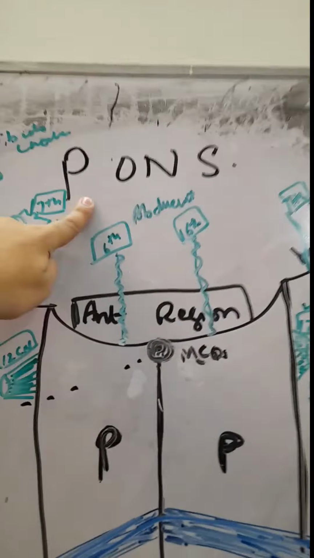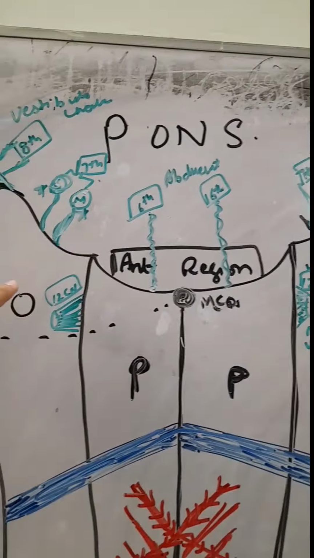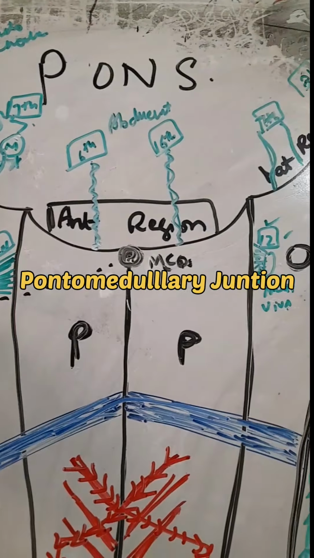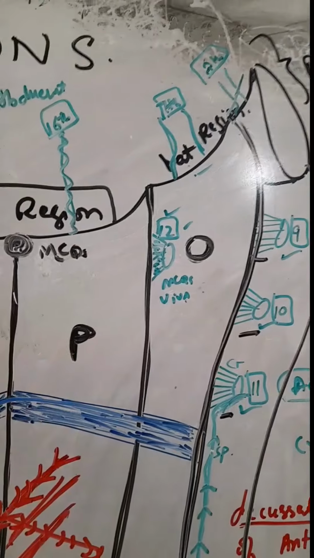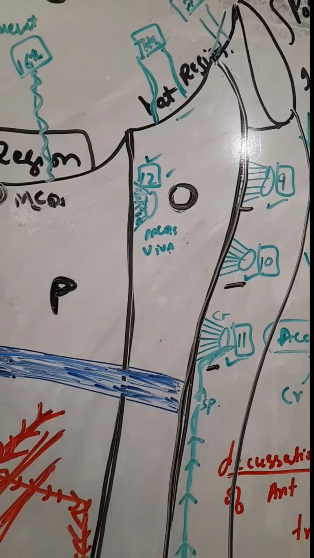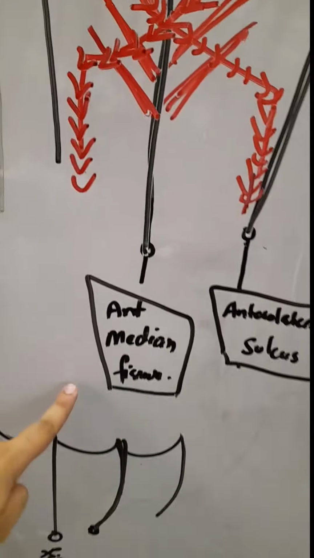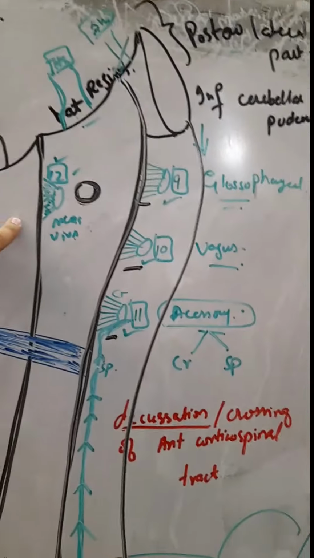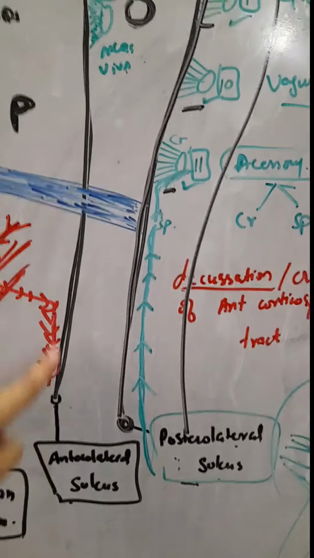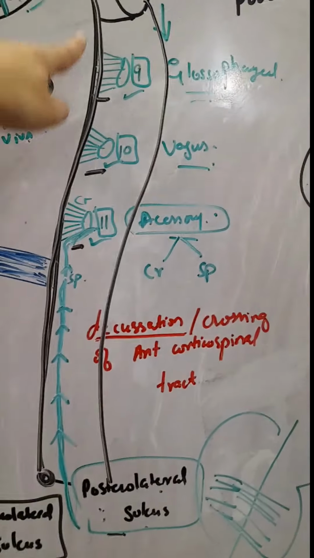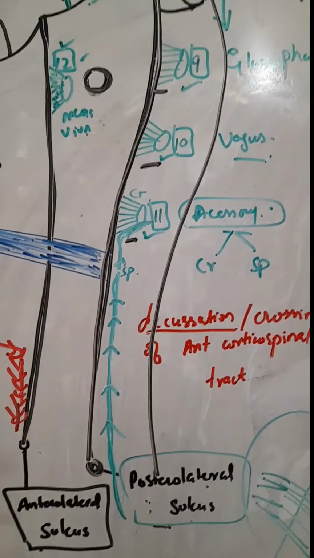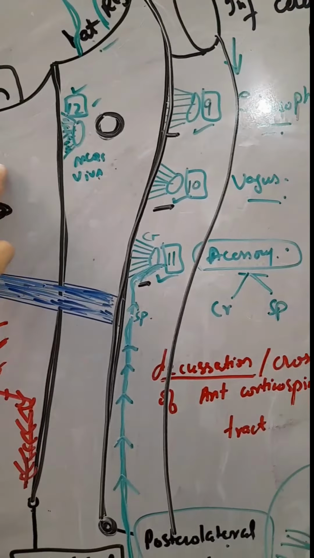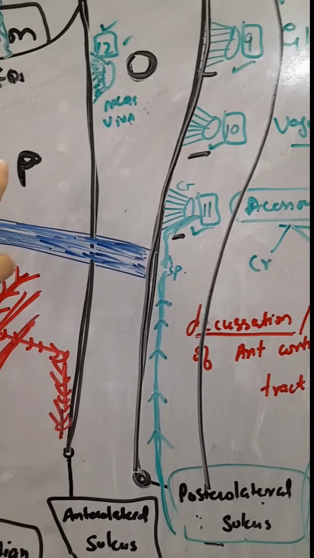This is the pons upwards, below which lies the pontomedullary junction, below which lies the medulla. This is the median fissure, called the anterior median fissure, lateral to which lies the anterolateral sulcus, and lateral to the anterolateral sulcus is the posterolateral sulcus. In between the anterior median fissure and the anterolateral sulcus lies the swelling, the pyramidal swellings, due to the pyramids or the pyramidal tract.